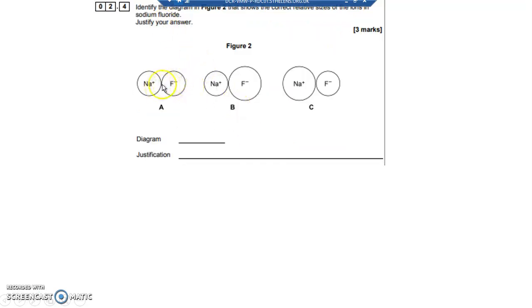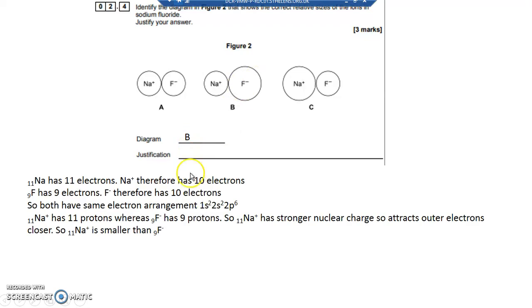Which of these is sodium fluoride? Well, first of all, the answer is B straight off, so I'll tell you why it's B. So sodium is Na, it has a proton number of 11. It means it's got 11 protons and 11 electrons. But in Na+, it's lost an electron. The plus means it's lost an electron. So it's still got 11 protons, but it's now got 10 electrons.